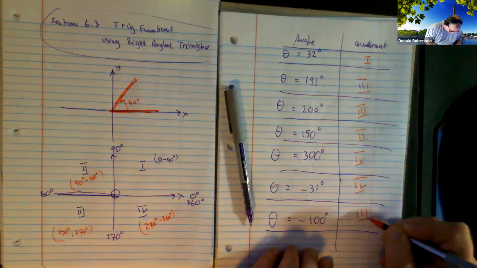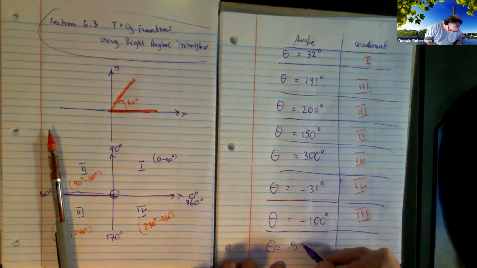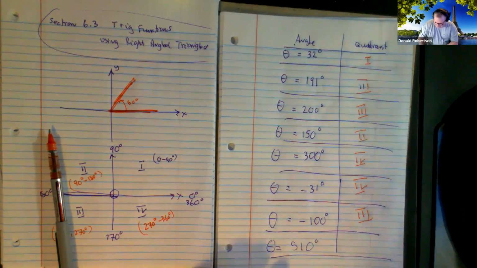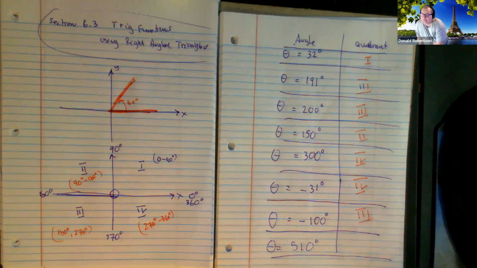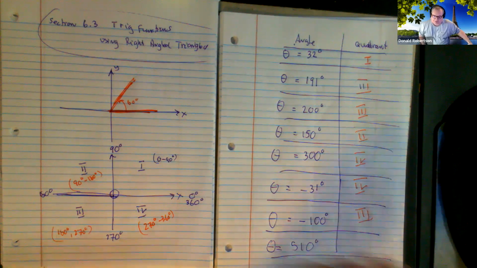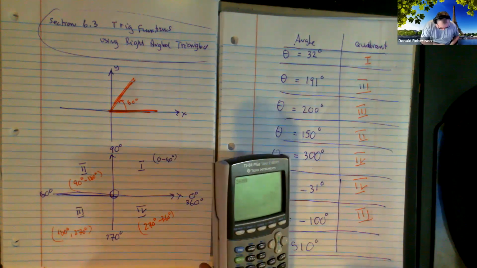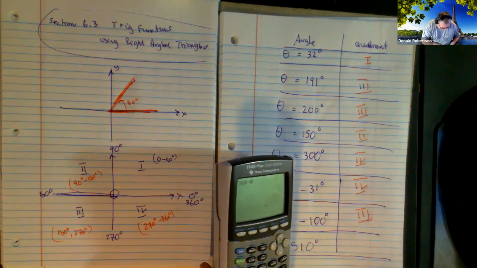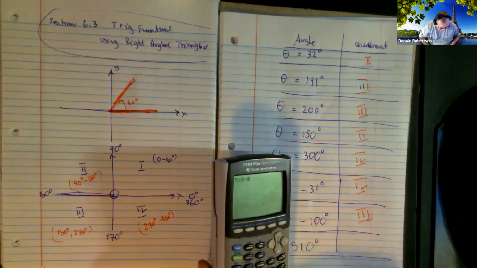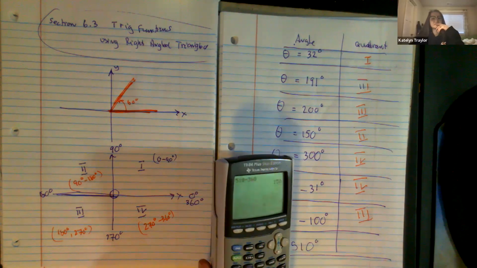And for the last one of this type, what quadrant would 510 degrees be in? I see a finger up. You think it's 1? Okay. How would you find out using the coterminal trick? Would you add 360 to that or take away 360? Subtract 360. Okay, let's see what it looks like then. If you take 510 and you subtract 360 from it, do you see you get 150? Yeah, it's in 2.